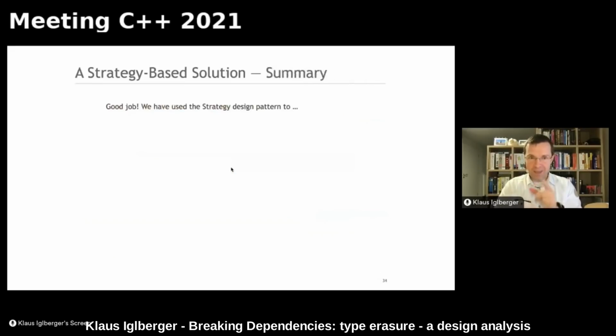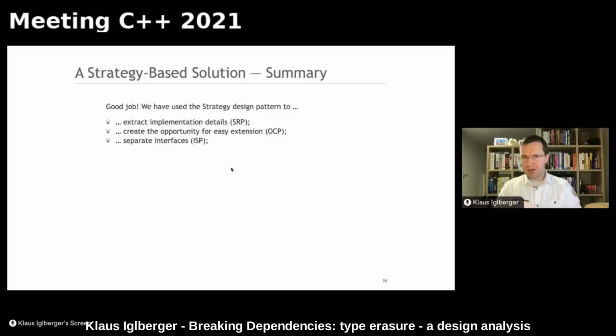We have extracted the implementation details, essentially the single responsibility principle. We have created the opportunity for easy extension. So we satisfy the open closed principle with regard to both the different types and different draw implementations. And we have properly separated interfaces. We have 2 strategies, one for circle, one for square, and of course, one for all the other shapes. And we have definitely now dealt with the duplication. There's one place where we have the implementation for drawing circles, one place for dealing with squares, etc. Proper design.